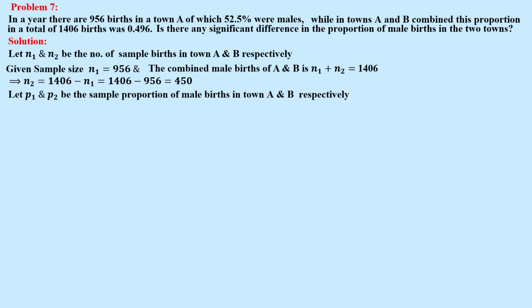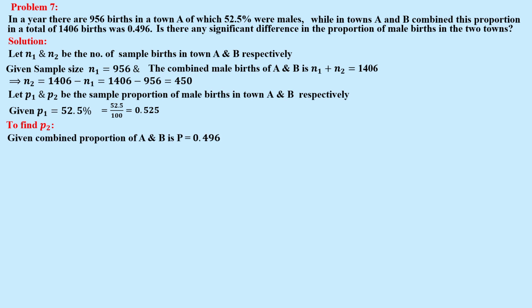Let P1, P2 be the sample proportion of male births in town A and B respectively. P1 is given directly in percentage, 52.5, that is equal to 0.525. To find P2, they have given the combined proportion, capital P, that is the total. So P is equal to 0.496, and Q is equal to 1 minus P, that is 1 minus 0.496, which is equal to 0.504.